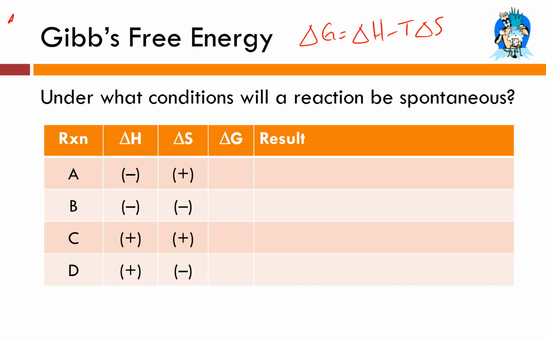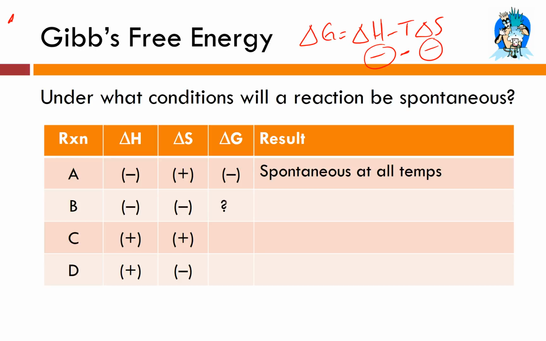If you have an exothermic reaction that increases entropy, you have a negative delta H and a positive delta S. It doesn't matter what the value is for T. A negative number minus a positive number always gives you a negative result. And that means that reactions that are like reaction A, exothermic and increasing in entropy, are going to be spontaneous at all temperatures.